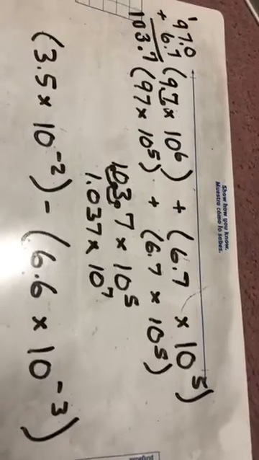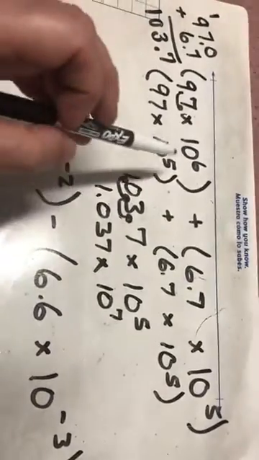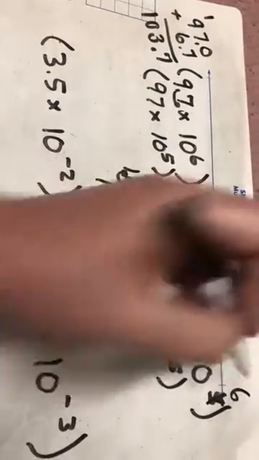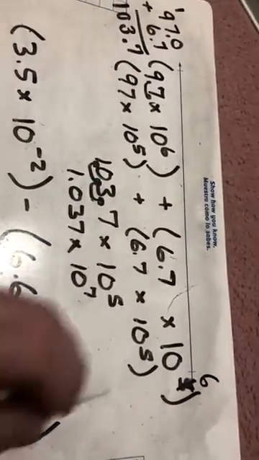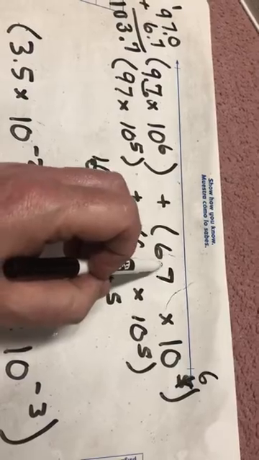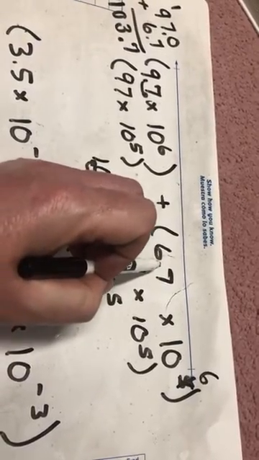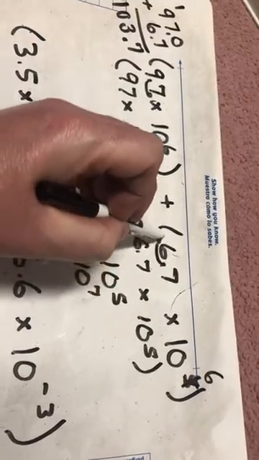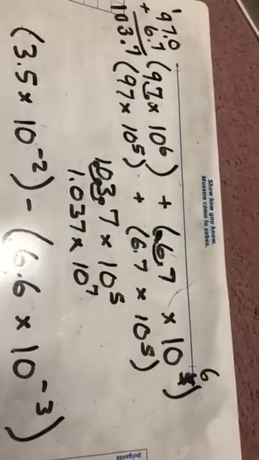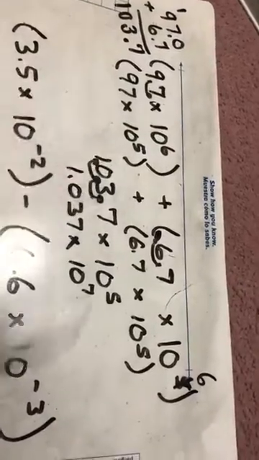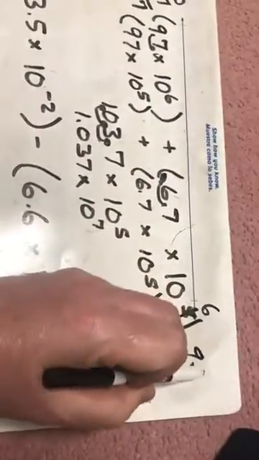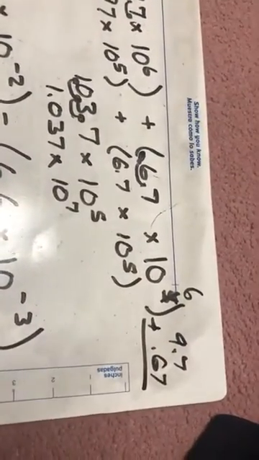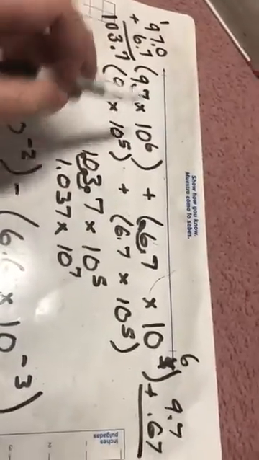Now, I want to point something out. Let's say, for example, I would have taken this 5 and made it a 6 and done that. Well, that means that instead of having the decimal here and moving it 5 times, now it wanted me to move it 6, so I would have had to back it up once. All right? And I would have ended up with 9.7 plus 0.67.